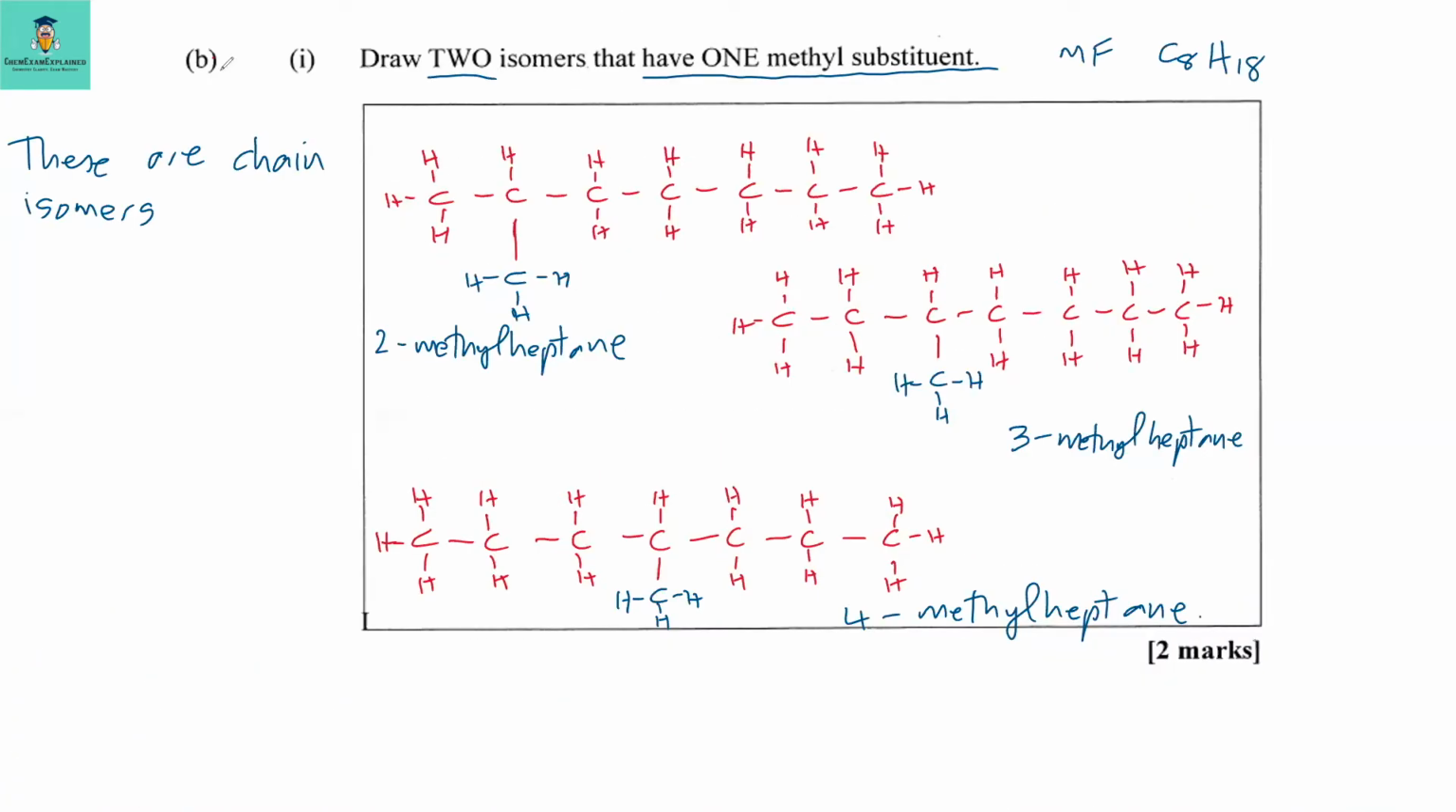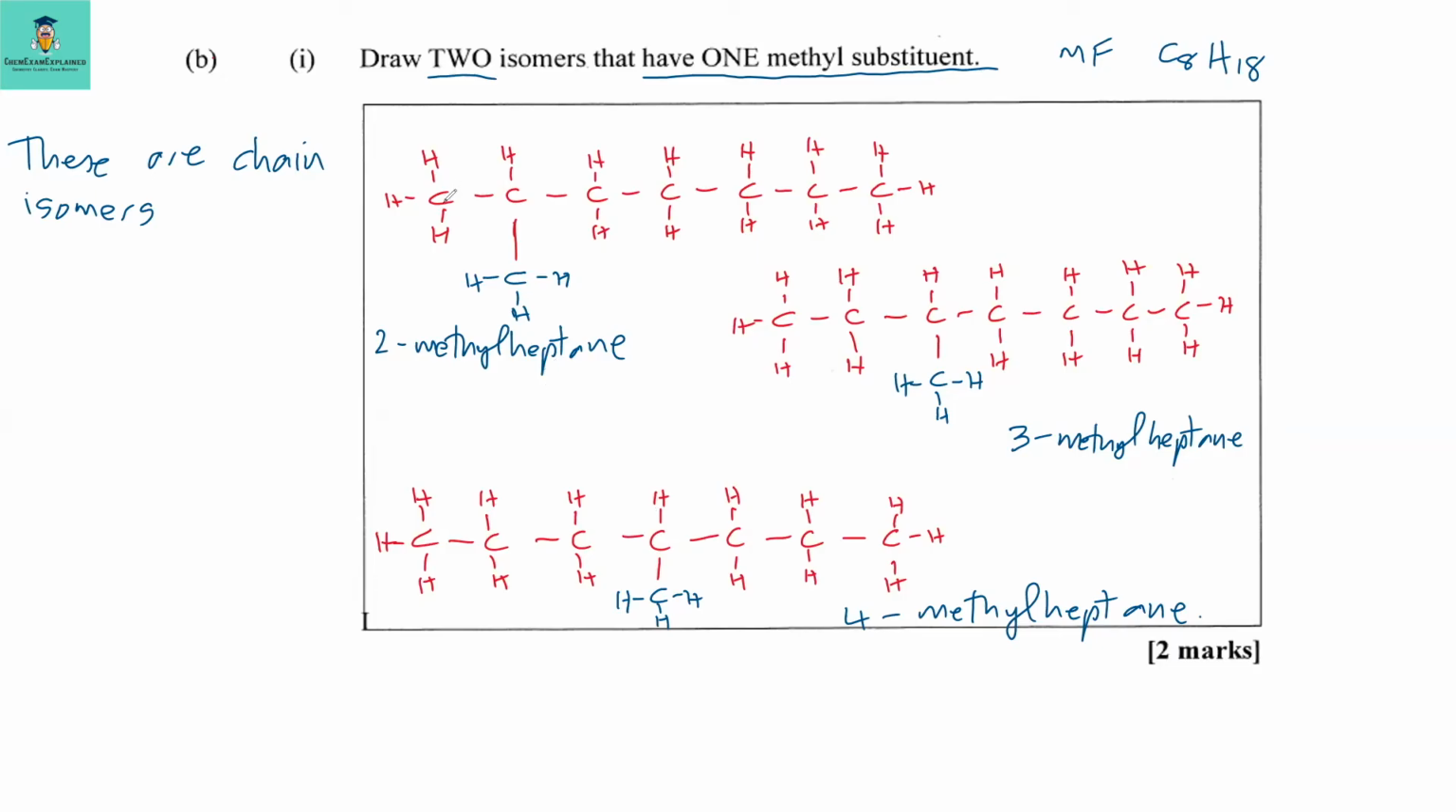Let's continue. 1 part B. Draw 2 isomers that have 1 methyl substituent. So we are still looking at the molecular formula C8H18. So if we were to look at the question, you can draw 2 isomers, but you must have 1 methyl substituent. So we can start with 7 carbons in our parent, and our methyl substituent will be the 8th carbon. Remember that isomers must have the same molecular formula but different structural formulae.